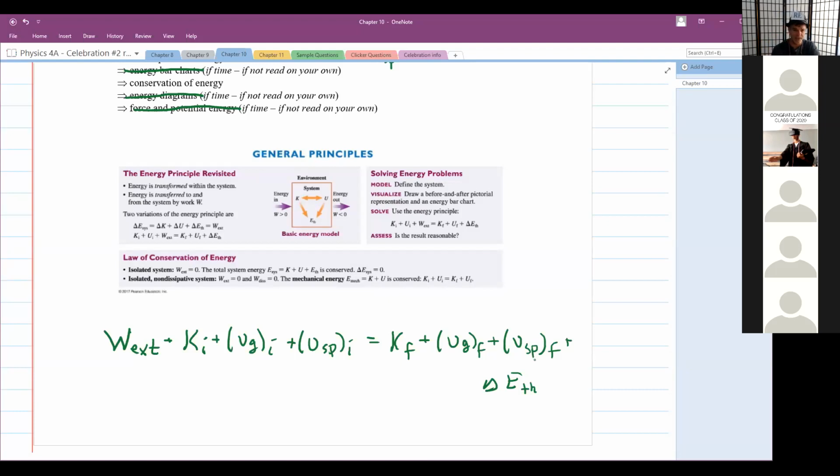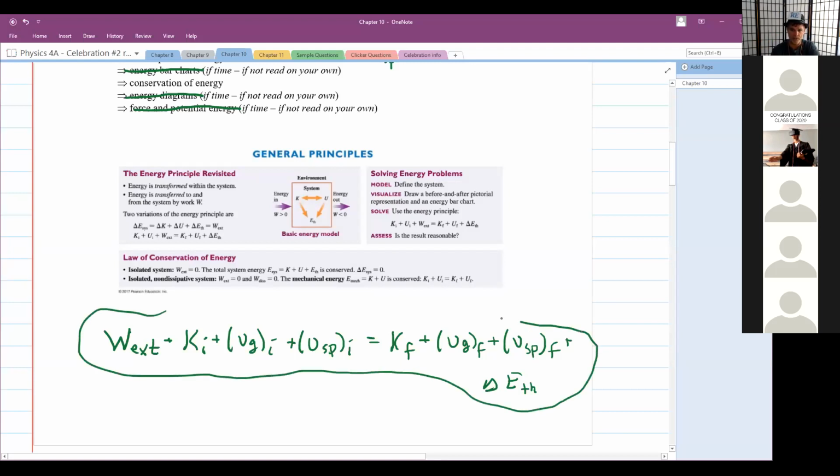And really, this is sort of the one equation that pretty much all of chapter 10 depends upon. In essence, what you're doing is defining your system, looking at if there's external forces doing work on the system, and then just looking at some initial condition, some final condition, making sure we have all of the relevant energies, and then solving for the unknown quantity.